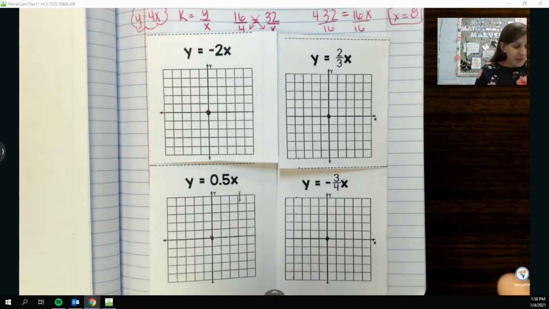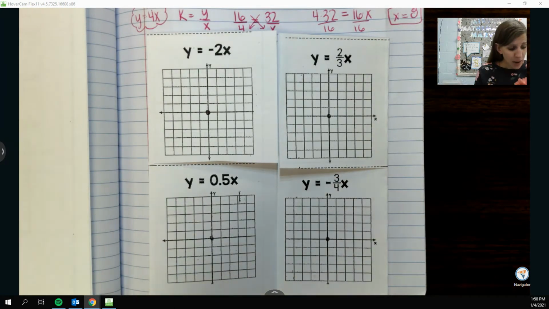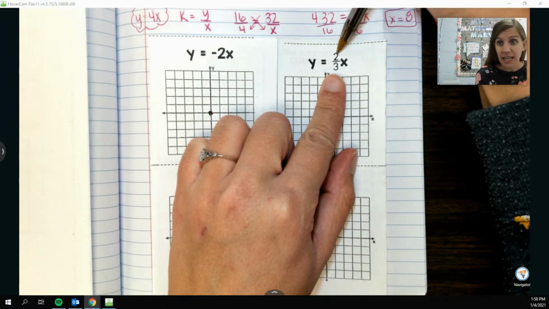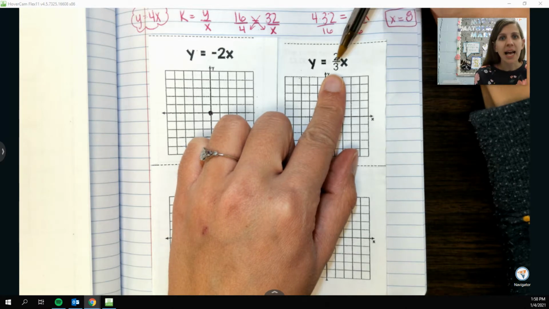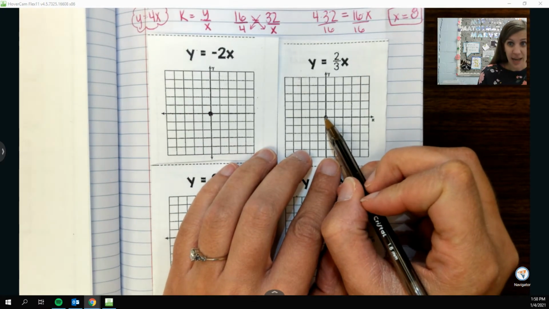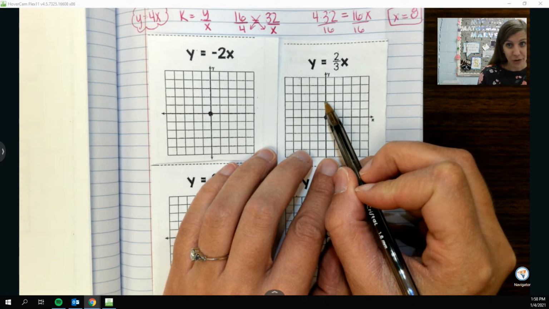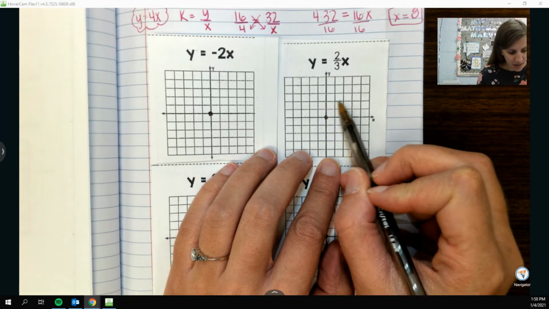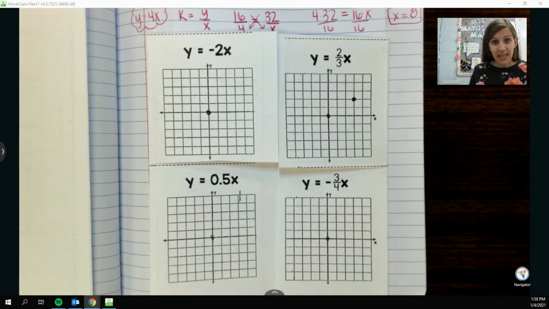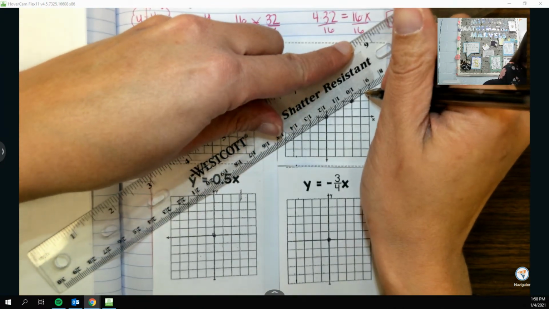And then I could think of slope as rise over run. So probably the easiest one to look at is this one here. I can clearly see that the rise value is 2 and the run value is 3. So if I start here and I rise 2 and then run 3 in the positive direction, I can plot another point. If I have 2 points, then I can draw a line. And this line will go on forever.